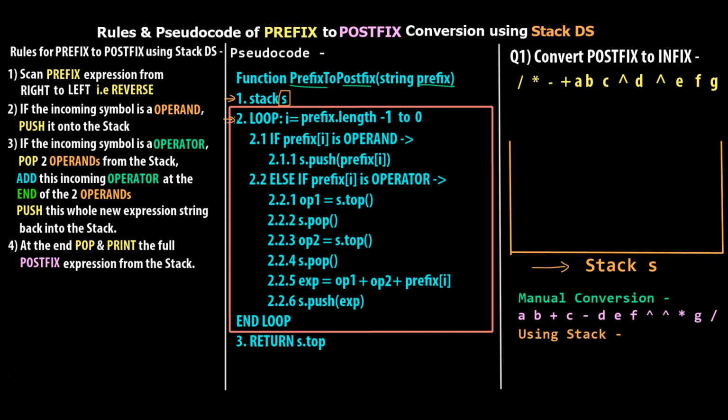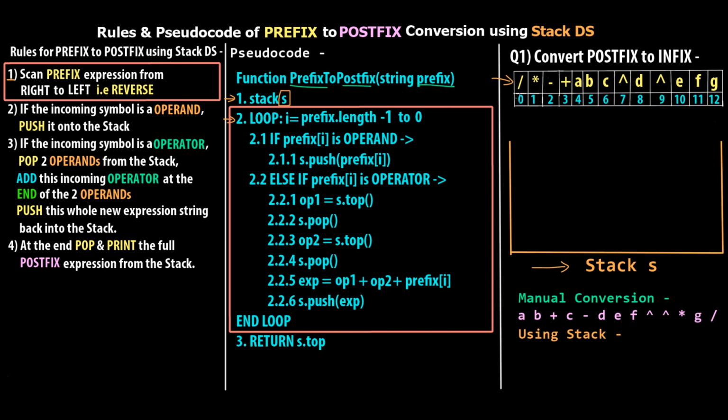Now this step corresponds to rule number 1 in the rules of prefix to postfix, which says scan the prefix expression from right to left, that is in reverse. Now this is that prefix expression. If you observe it programmatically, it would be a string variable, right? So that string will obviously have index places, and at the 0 index place we will have the very first symbol, which is a divide sign. Then at index position 1 we will have star.